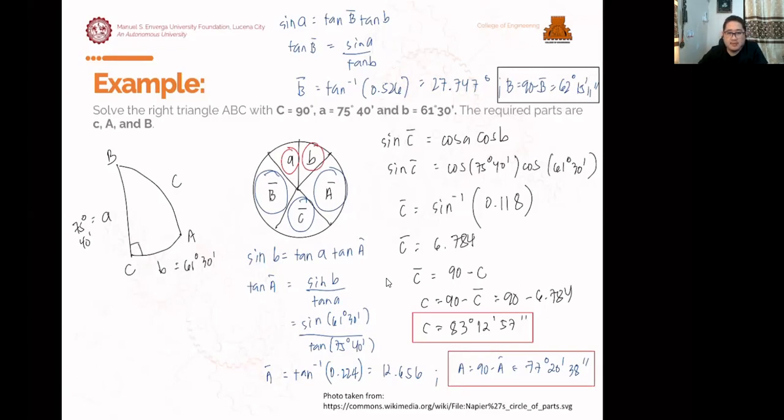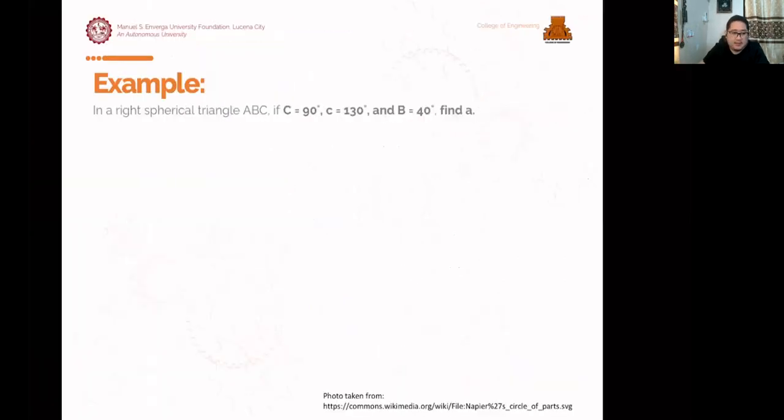Any questions? Okay, no questions. Next is another example, also about finding the sides. But I will leave this to you as an assignment or practice on how to find A. The answer here is A is equal to 137 degrees, 36 minutes, and 21.8 seconds, using Napier's rule as well.